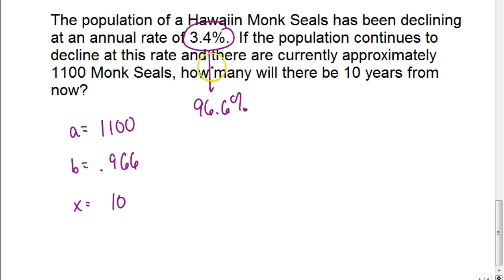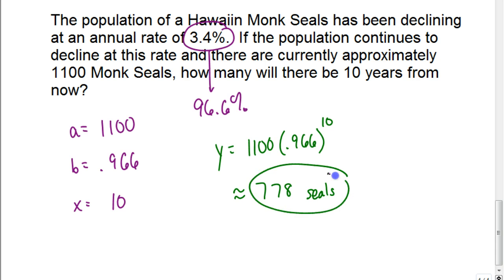Okay, so when we plug these into our equation, it's going to be y equals your initial amount times 0.966, and our exponent's going to be 10. And since we're dealing with animals, we're not going to use a decimal as our answer, so we'd say that we'd have approximately 778 seals in 10 years.